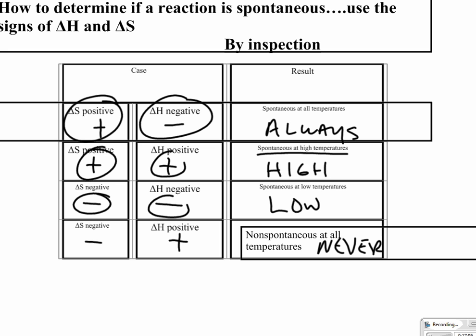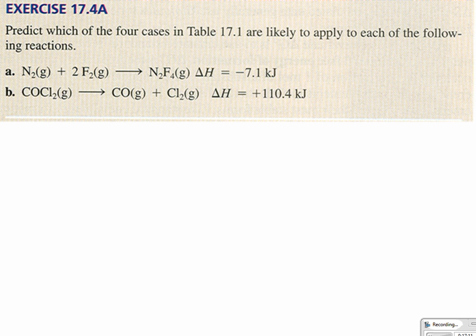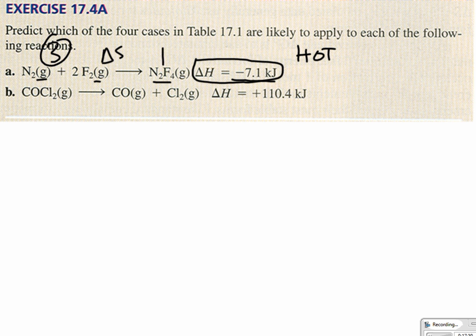My delta H, they're telling me it's exothermic, so it would feel hot. A lot of times they just use the terminology hot on the AP exam, but they're giving you the negative delta H here. And delta S for this one goes, it's GGG, goes from 3 to 1 mole. So my delta S value is going to be negative. So this is negative and this is negative. Using the table, it would be spontaneous at low temps.